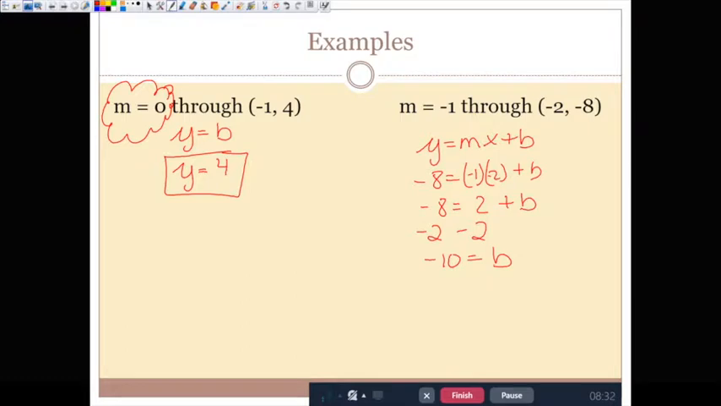So I need to write my equation. y equals, what is my m? -1. Would I put a -1 in front of x? I just put -x. Would I put plus -10? No, I just put -10. So y equals -x minus 10.